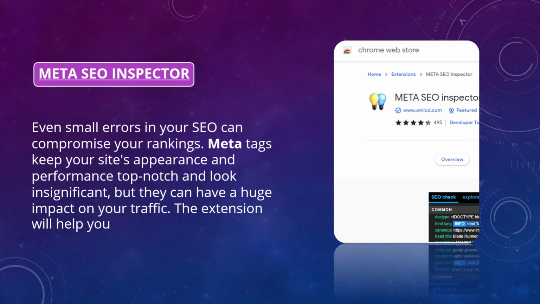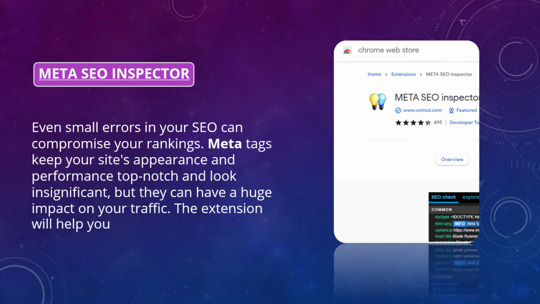Next, we have Meta SEO Inspector. Now, what this will do is you'll install it, and then you'll go to a website and you'll click on it, and it's going to analyze all sorts of different things in your meta tag, title, and description, particularly the title and description, including if it's too long, if it's too short, if the data is wrong, stuff like that that can be easy wins.